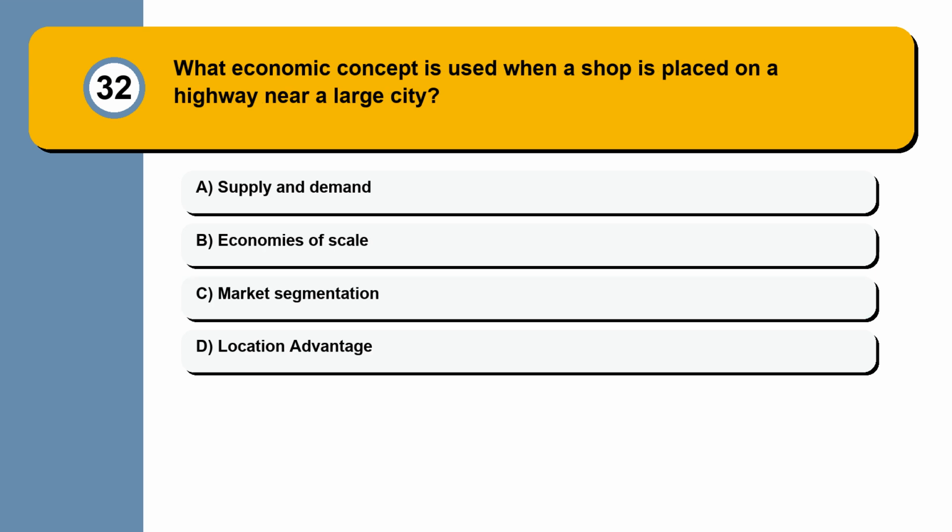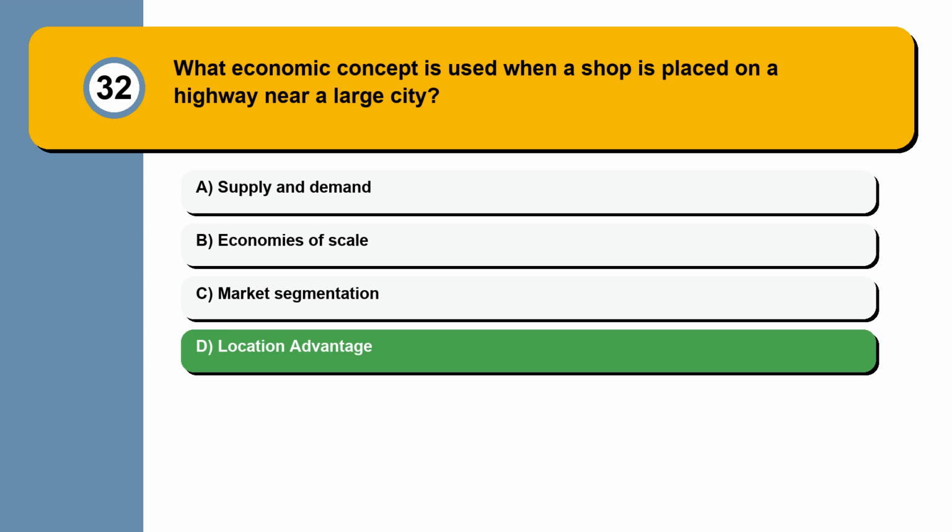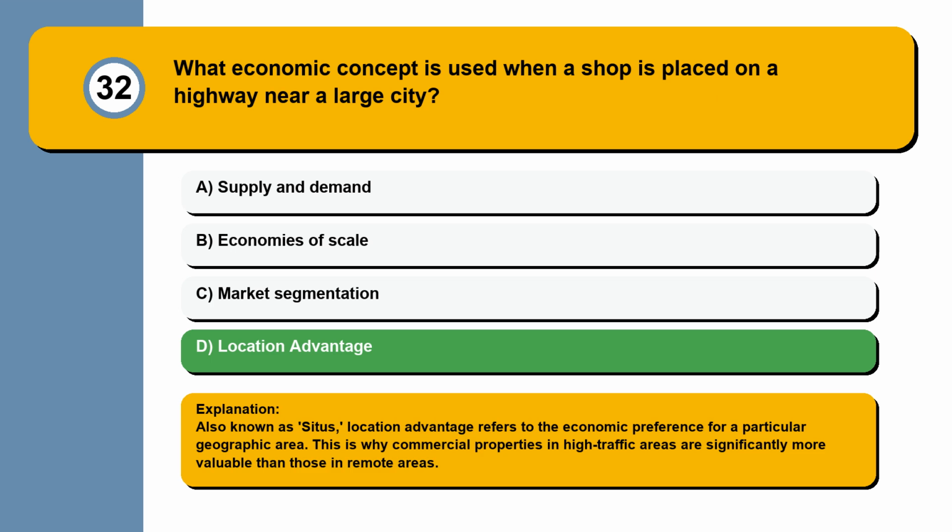Question 32. What economic concept is used when a shop is placed on a highway near a large city? Supply and demand, economies of scale, market segmentation, location advantage. Also known as situs, location advantage refers to the economic preference for a particular geographic area. This is why commercial properties in high-traffic areas are significantly more valuable than those in remote areas.